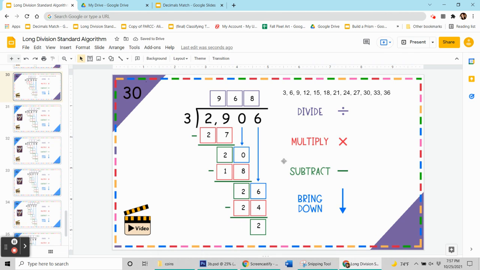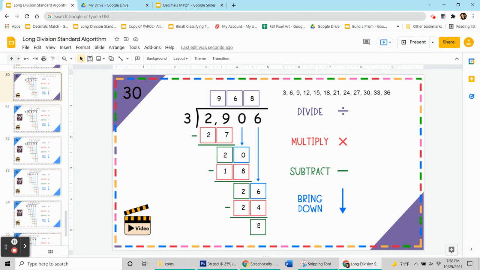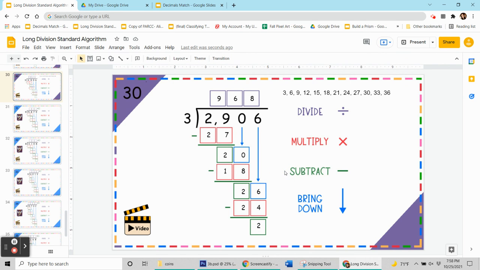This is the point where if you had something else to bring down, you could keep going. If you had a number that was bigger than 3, you could divide it in, although you shouldn't have a number that's bigger than 3. If you did, then something went wrong earlier. So when we're left with a small number like this and nothing left to bring down, that is our remainder.